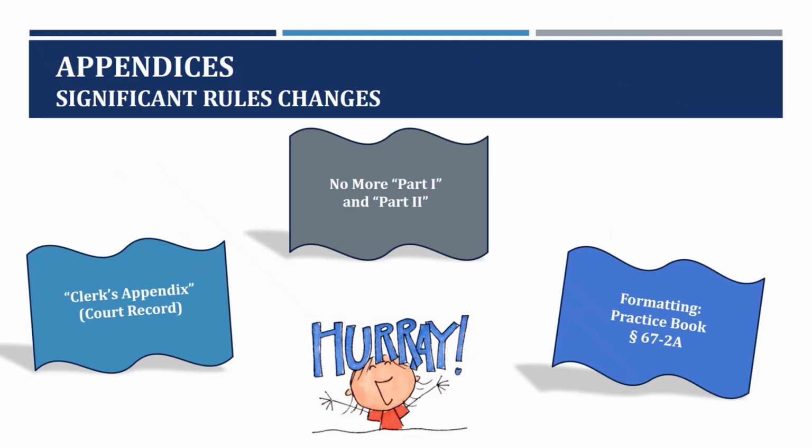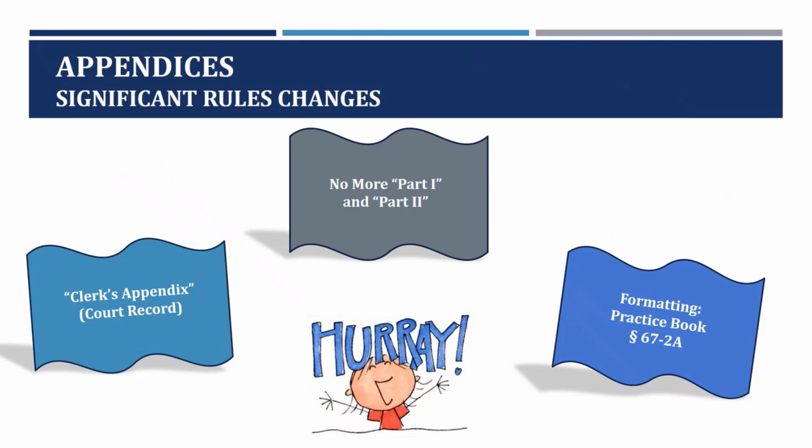It's really important to check out the rules. I also want to point out that in the current practice book, the 2022 version, there are different rules for appeals filed before October 1st, 2021 and after. So make sure you're looking at the right section. One of the things that we've encountered is that people are conflating both sets of rules.